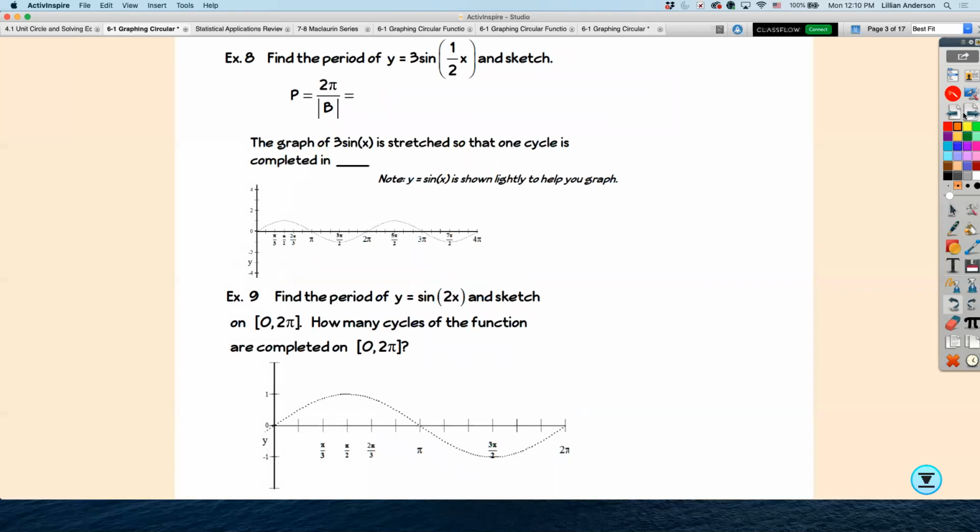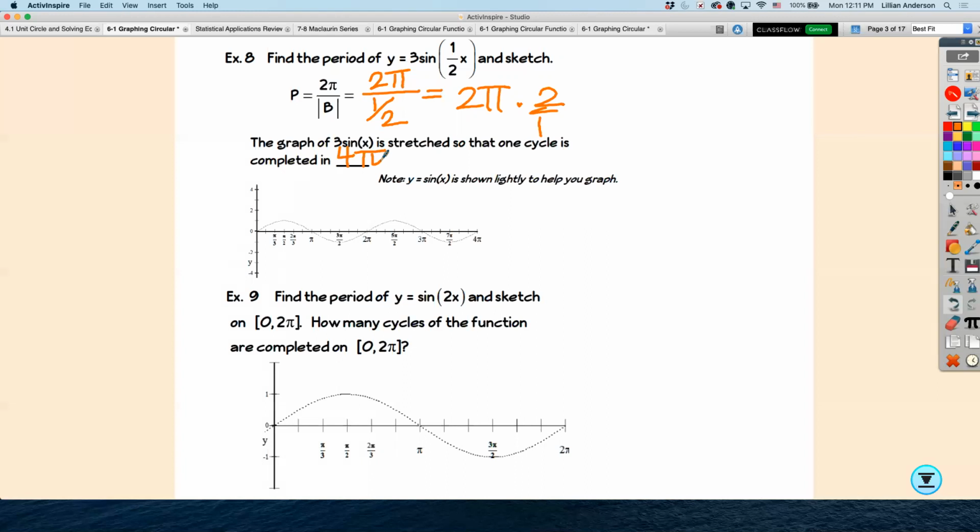Okay? So in example 8, it says find the period of 3 sine 1/2 x and then sketch it. Well, in order to find the period, I need to do 2 pi over the absolute value of b. Well, the absolute value of 1/2 is just 1/2. I have a fraction within a fraction, so I have to keep change flip, and so it's 2 pi times 2, 4 pi. So that means that the graph of 3 sine 1/2 x is stretched so that one cycle is completed in 4 pi radians.